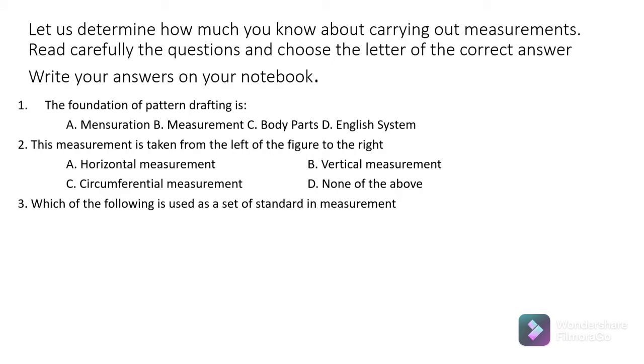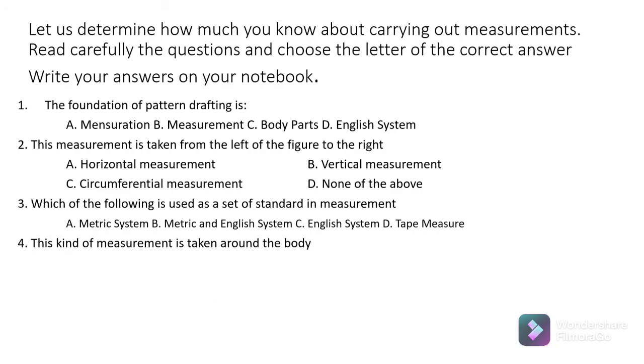Number 3. Which of the following is used as a set of standard in measurement? Is it A. Metric system, B. Metric and English system, C. English system, or D. Tape measure? For number 4, this kind of measurement is taken around the body. Is it A. Vertical, B. Circumferential, C. Horizontal, D. English system?